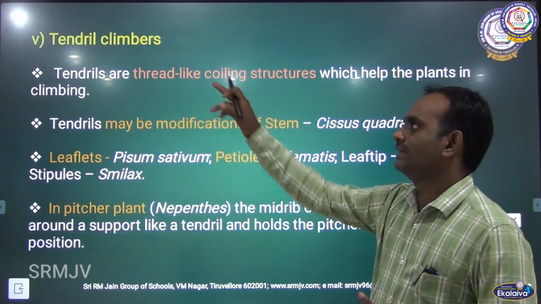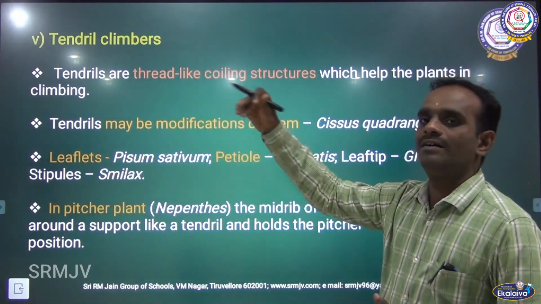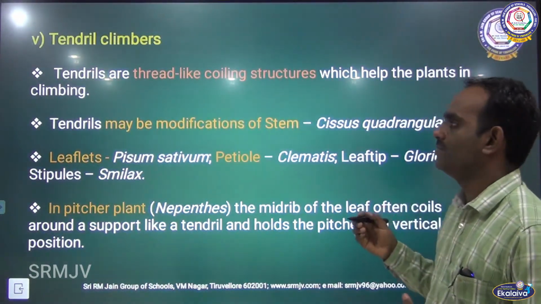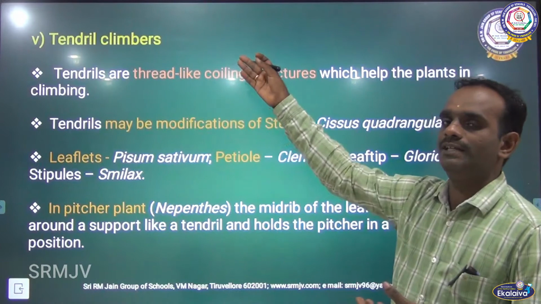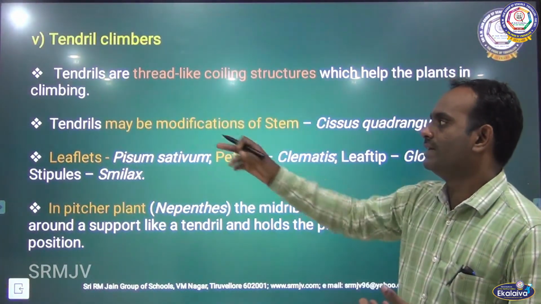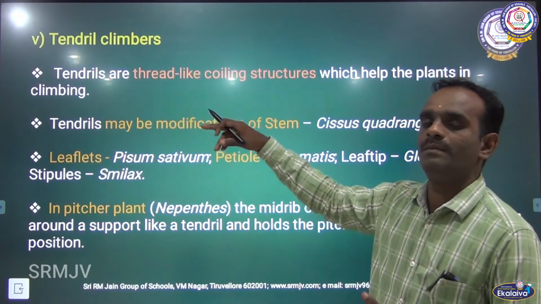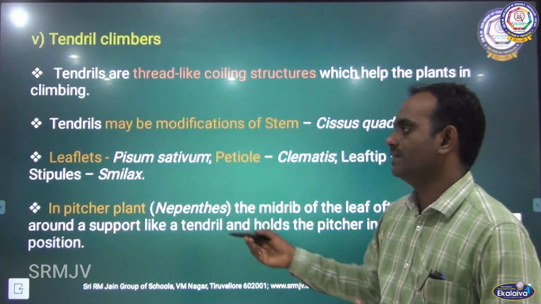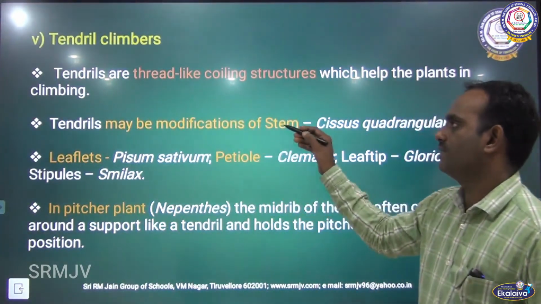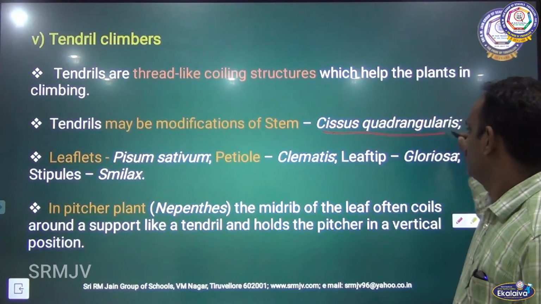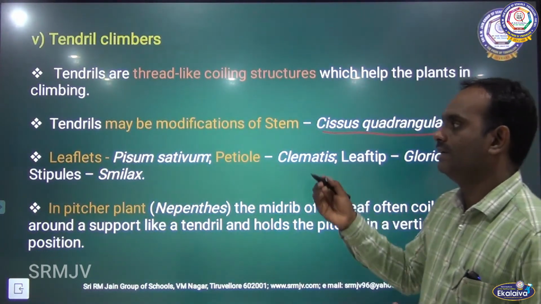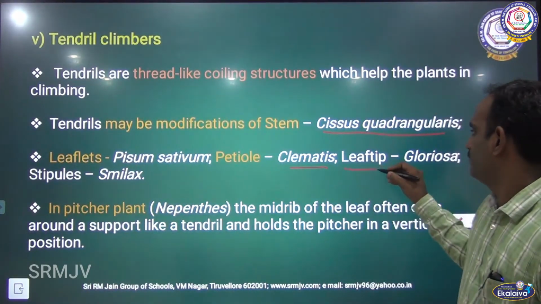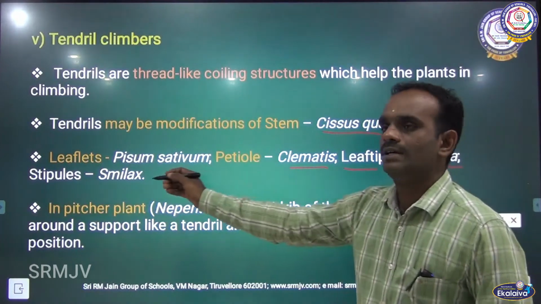The next one is tendril climbers. Tendrils are thin thread-like coiling structures which help the plant in climbing. So here the special organ is the tendril. Tendrils may be a modification of stem, a modification of leaflets, or a modification in pitcher plant. Tendrils may be a modification of stem, example Cycas quadrangularis; of leaflets, Pisum sativum; of petiole, Clematis; of leaf tip, Gloriosa; of stipules, Smilax.